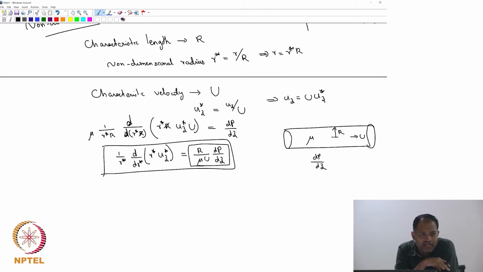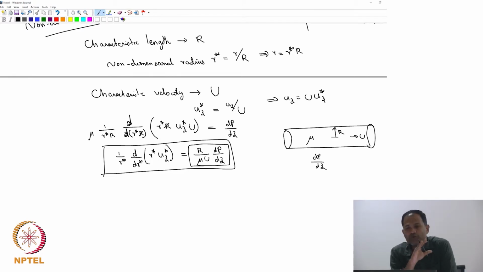What is the dimension of r star? Nothing. What is the dimension of uz star? So, what is the dimension on the left hand side? Nothing. So, the dimensions on the right hand side must also be nothing. So, the right hand side is actually a non-dimensional number. It is a non-dimensional number that tells you how the flow is going to be. The entire characteristic of the flow is determined by that non-dimensional number, which is nothing but R squared by mu U times dp by dz.